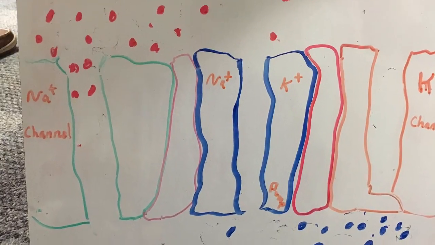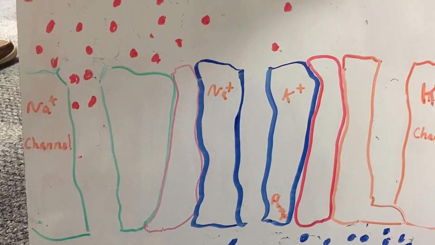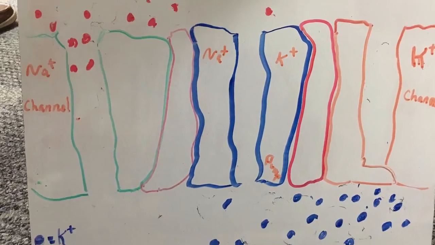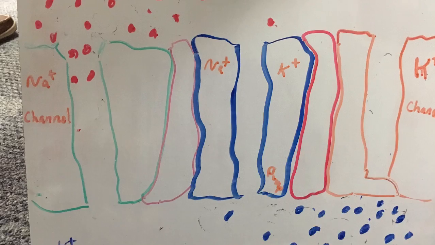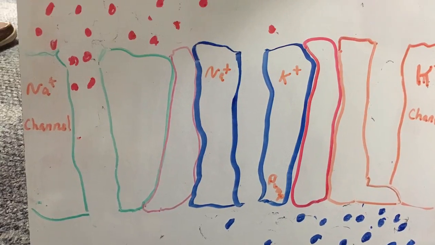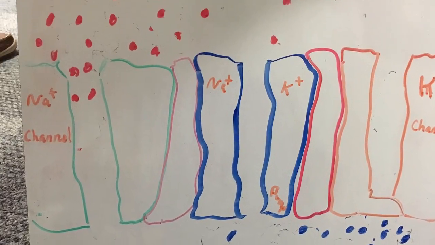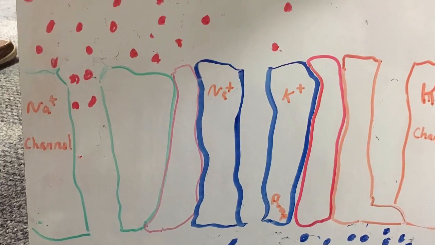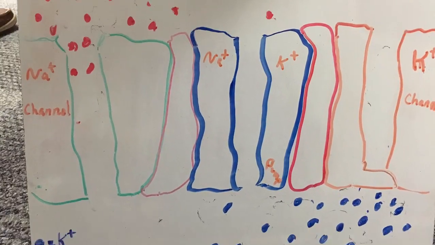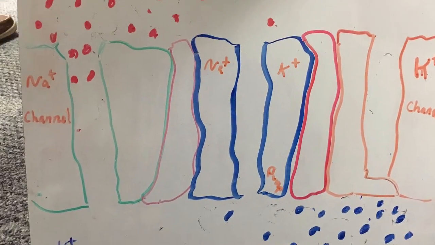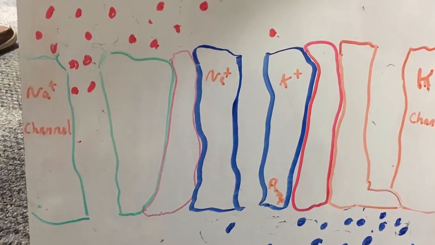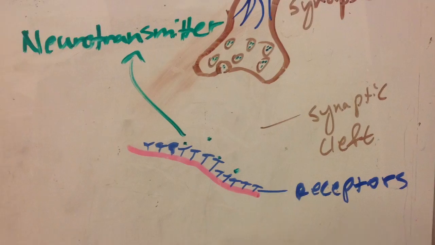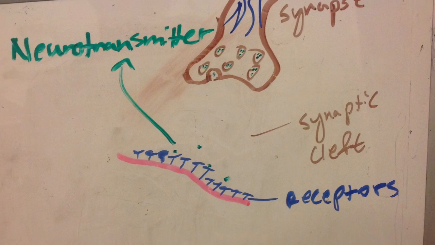After this, hyperpolarization occurs, and this is where some of the potassium channels remain open, and then the sodium channels reset. And this results from more potassium diffusing out of the cell than sodium that has diffused into the cell. So after hyperpolarization occurs, the stimulus gets transferred to the next cell.